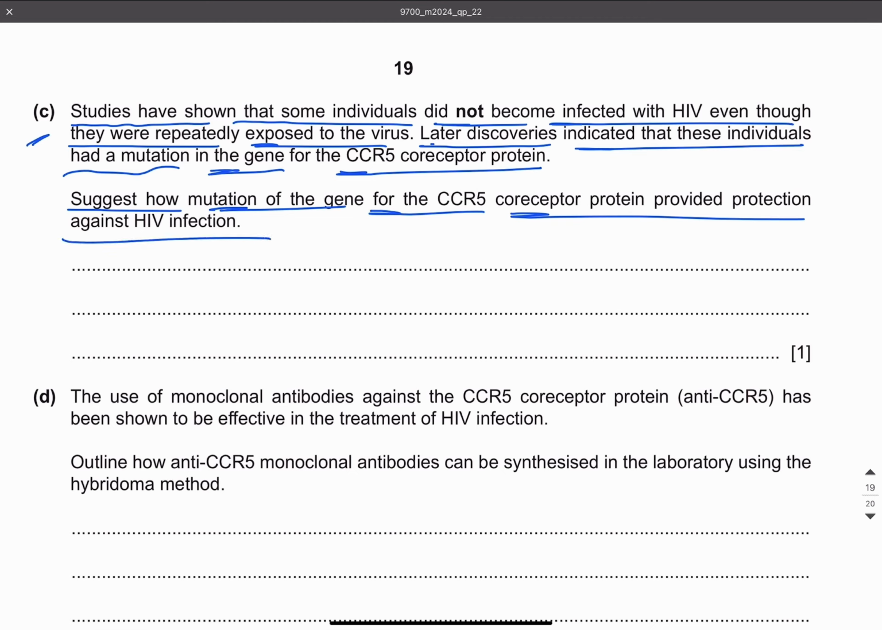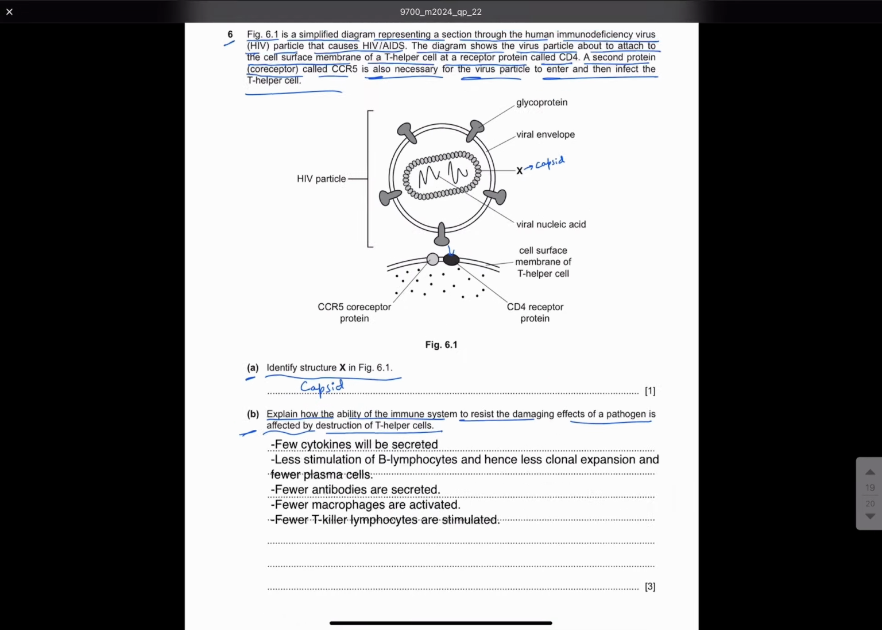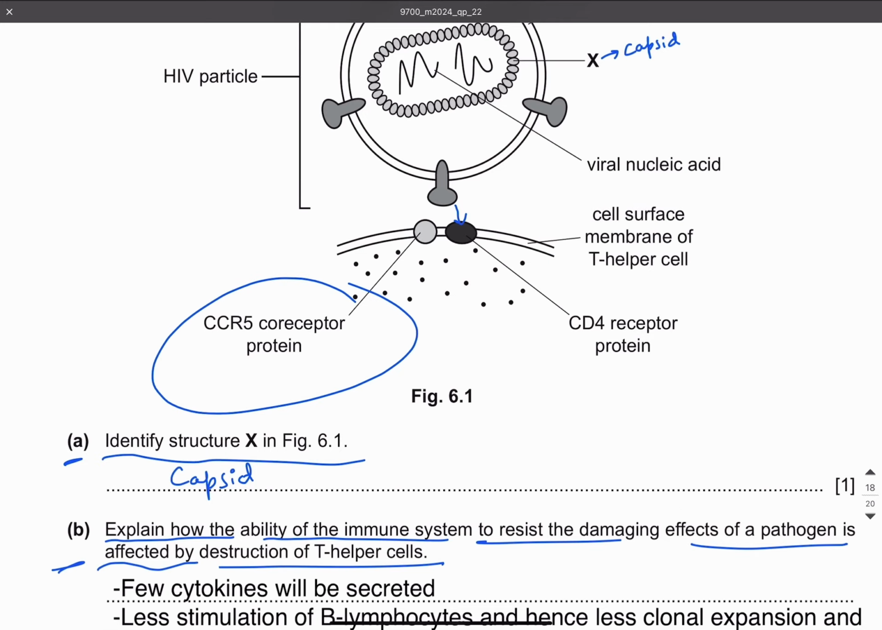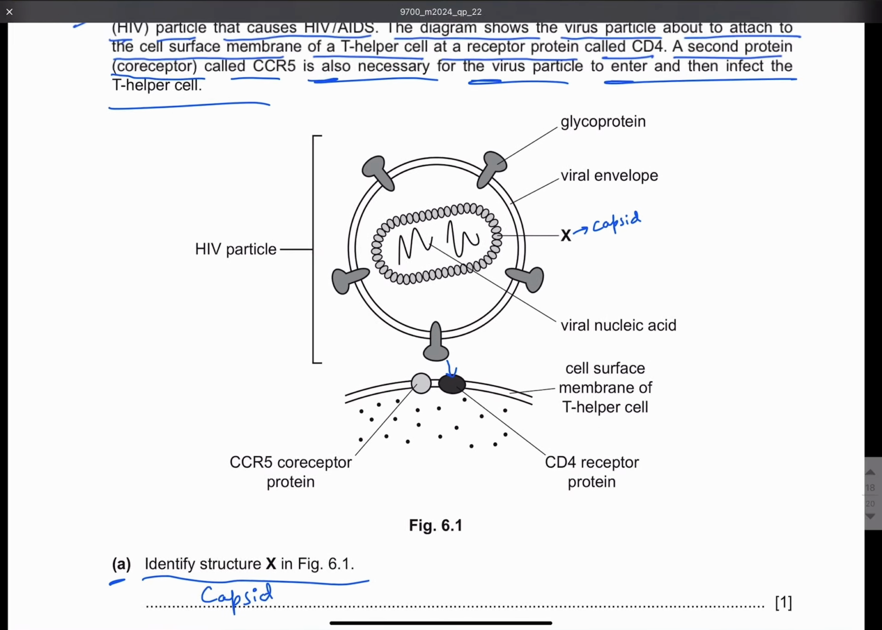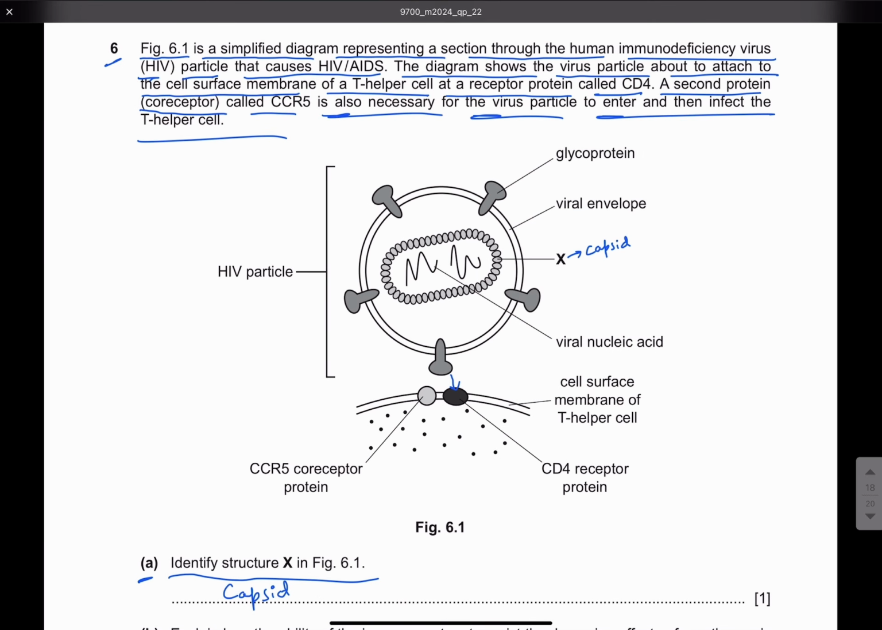So guys, over here they are saying that there were some individuals who did not develop AIDS or HIV even when they were repeatedly exposed to the virus, and this was because of a mutation in the gene which was coding for the CCR5 co-receptor protein. As mentioned earlier, this protein is required for the virus to enter the T helper cell. So if there's a gene mutation in CCR5, the CCR5 co-receptor will be abnormal, and this will prevent the endocytosis or the entry of HIV into the T helper cell.